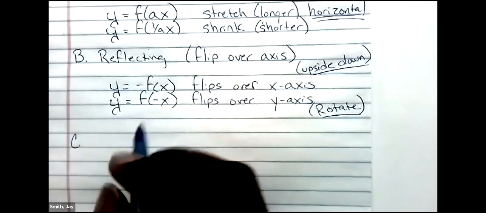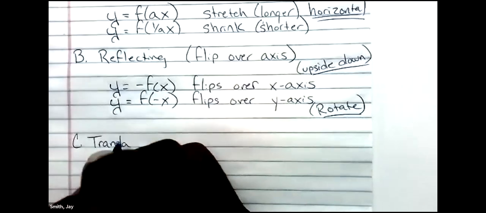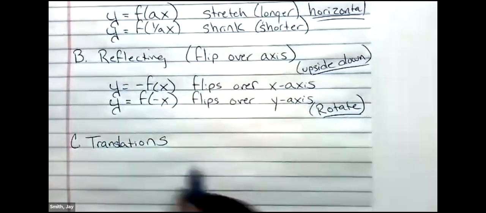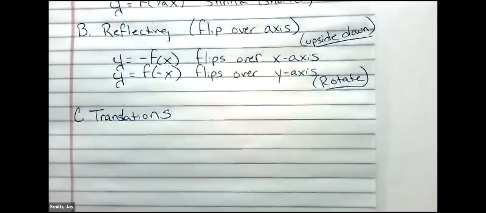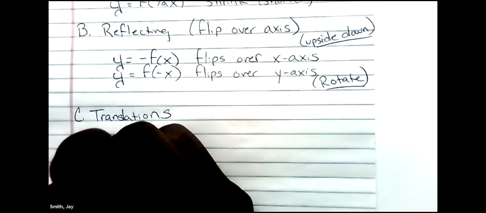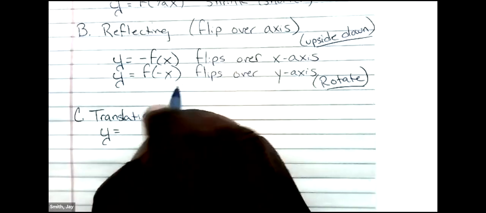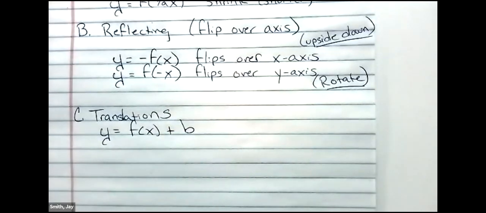And the last type of transformation would be a translation. This is either going to be vertical or horizontal. But the first type of translation will be a vertical translation if we're given the function y is equal to f of x plus or minus b. Or if we're taking a number and adding it to our parent graph or subtracting it from our parent graph.